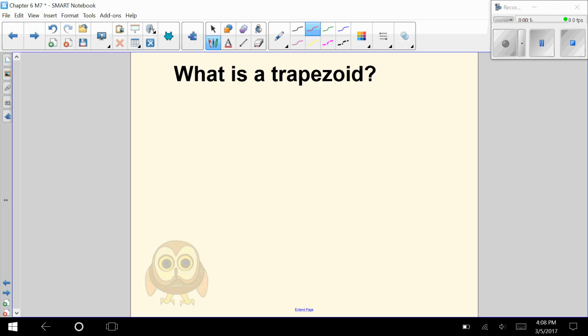A trapezoid is something that looks kind of like this. It is defined as a quadrilateral, so it has 4 sides, with one set of parallel sides. This side and this side are parallel. Those other 2 sides are not.